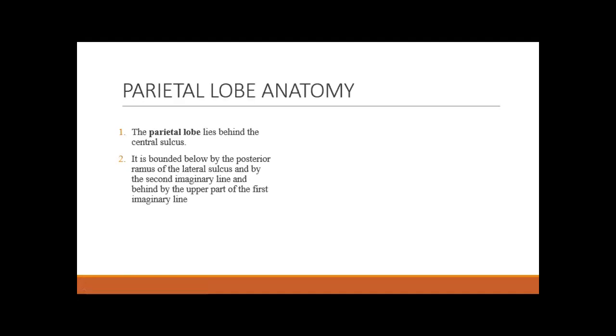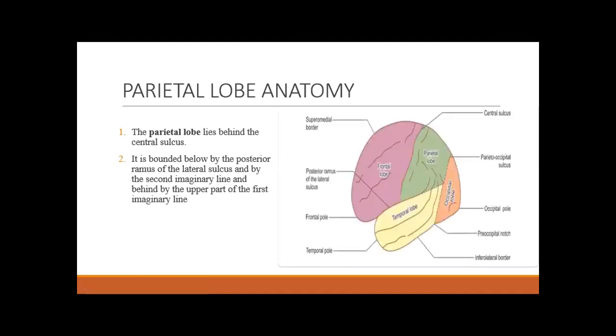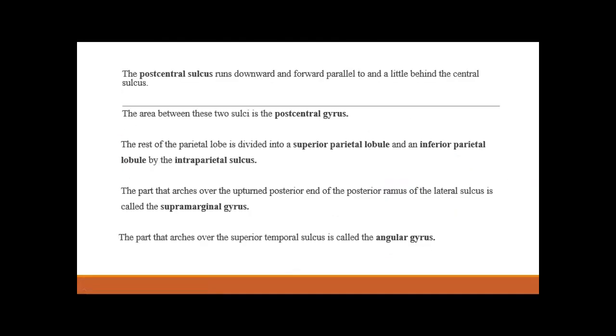Now, the parietal lobe lies behind the central sulcus and is bounded below by the posterior ramus of the lateral sulcus and by the second imaginary line, and behind by the upper part of the first imaginary line, as is seen in this diagram. Now, the post-central sulcus will run downward and forward, parallel to and a little behind the central sulcus. The area between these two sulci is the post-central gyrus.